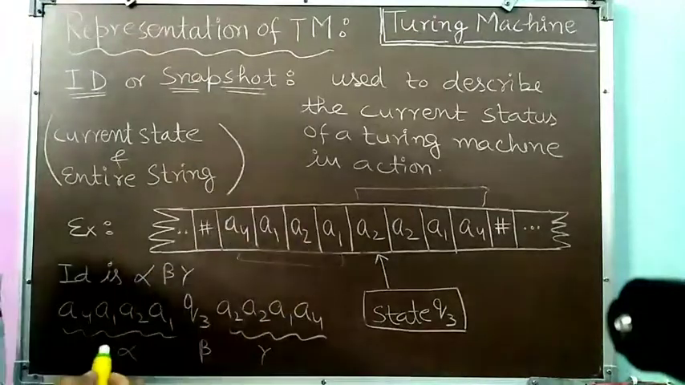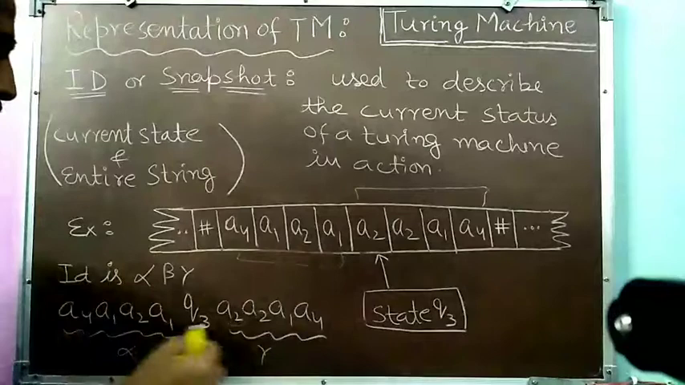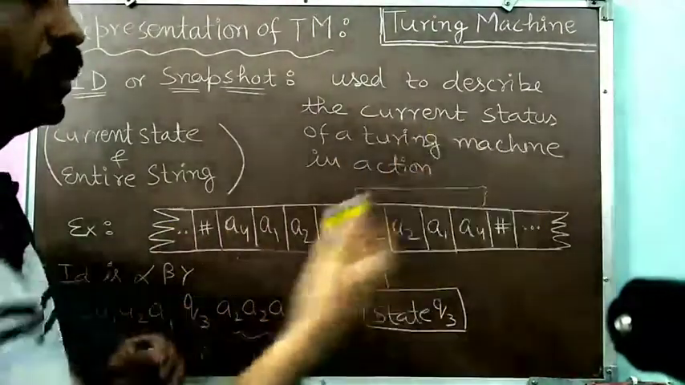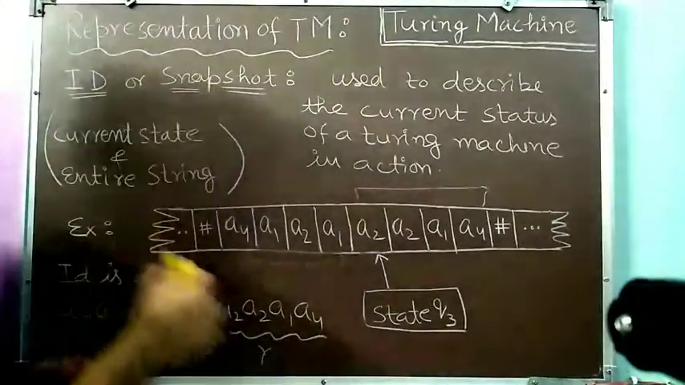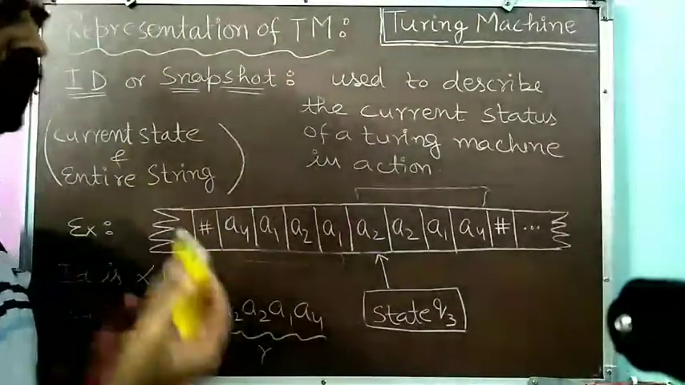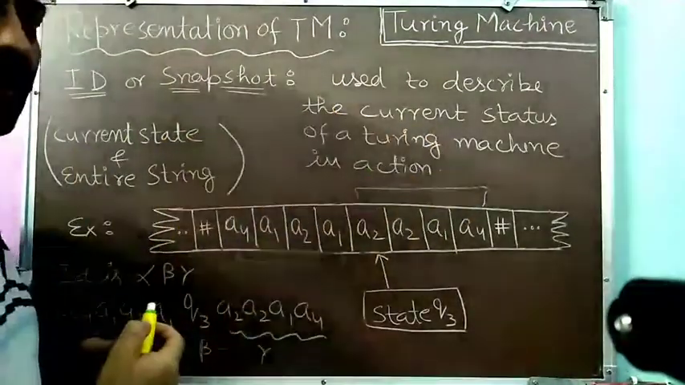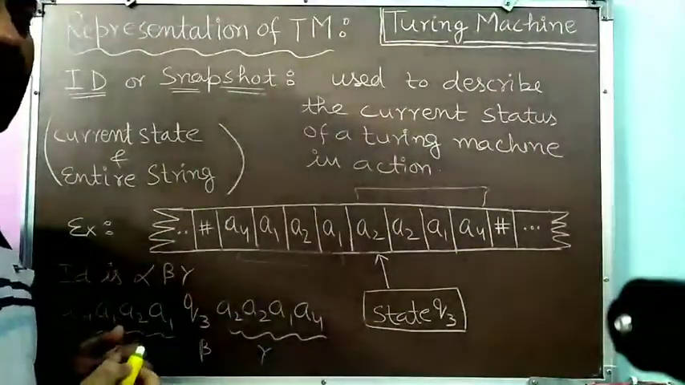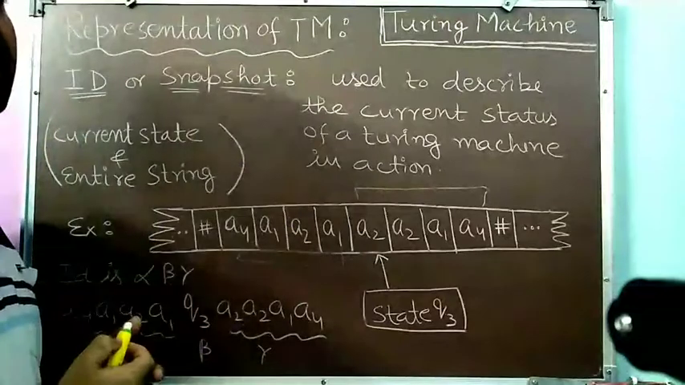Whenever we have to show the processing of a particular string over the Turing machine, we will take help of the IDs. From one ID, we will move to another ID as per the transition function delta. So basically, processing of a string over the Turing machine is nothing but the movement of IDs. From one ID, we will move to another ID, and from that ID to another. In this manner, we will keep on moving between the IDs until our machine halts.